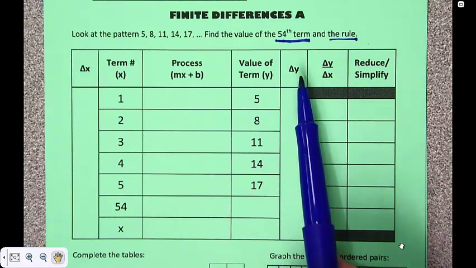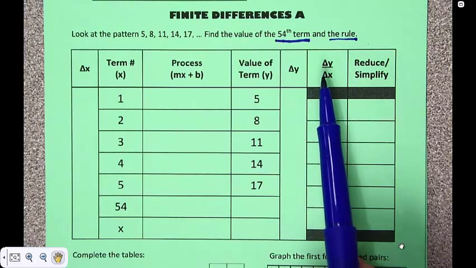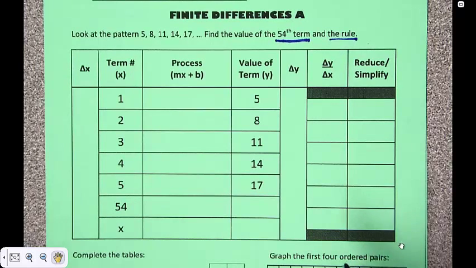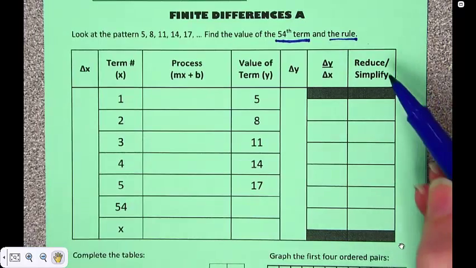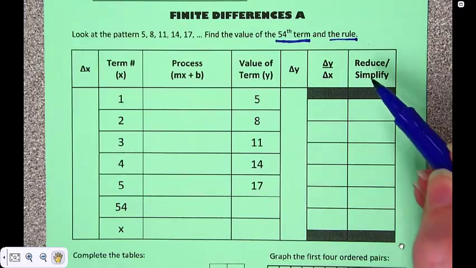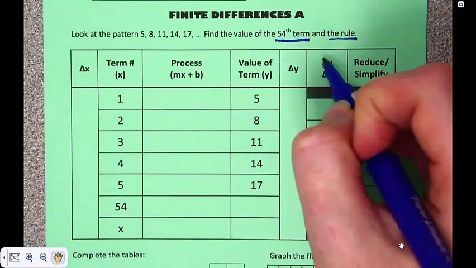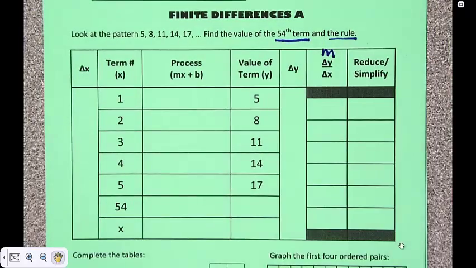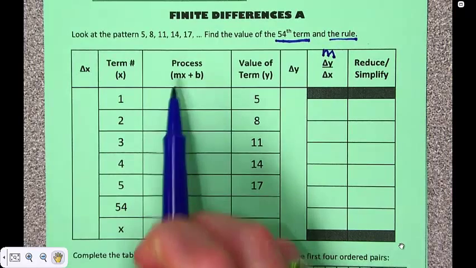Here we have our delta y, or our change in y. In this column, we have our delta y over delta x, or our change in y over change in x. This is actually going to end up being what we call our slope. And we're going to reduce and simplify our delta y over delta x column in this column. This is going to end up being our m in our process column.